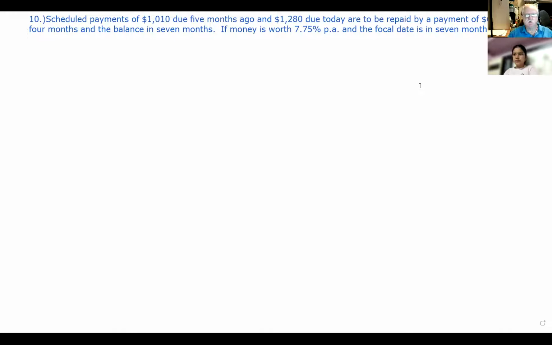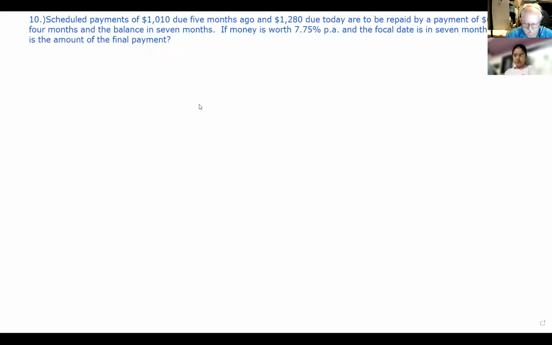Scheduled payments of $1,010 due 5 months ago and $1,280 due today are to be repaid by a payment of $615 in 4 months and the balance in 7 months. If money is worth 7.75% per annum and the focal date is 7 months, for some reason we've lost the end of this sentence. What is the amount of the final payment? Oh, there it is. Okay.